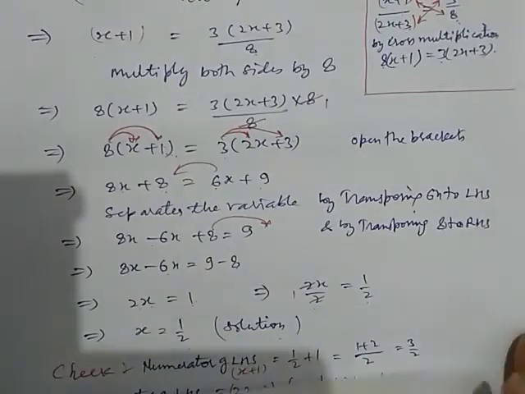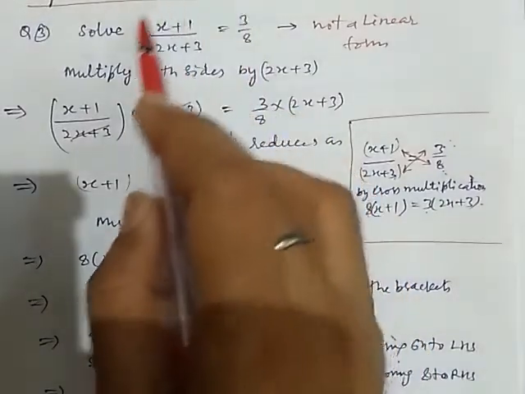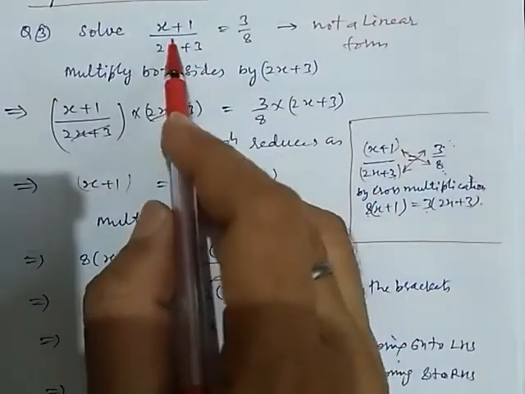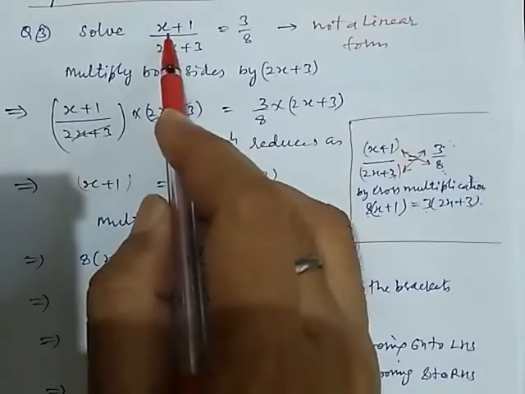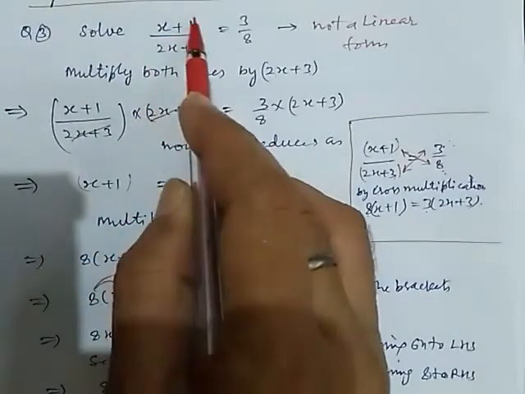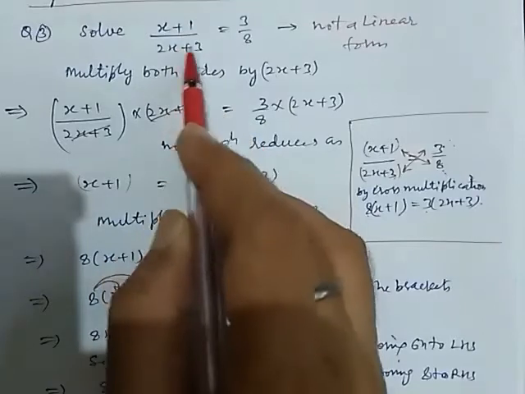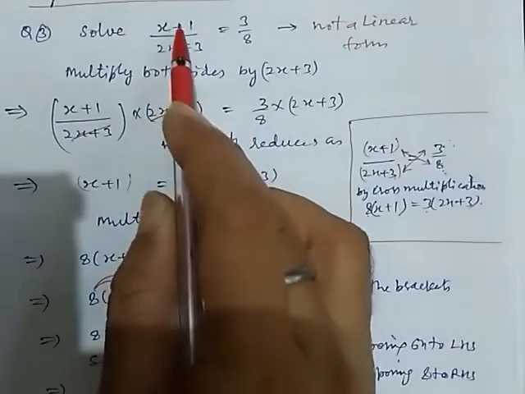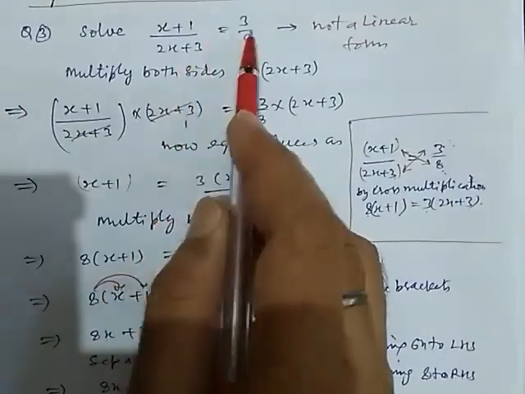Check. Now we check. Here the equation is somewhat complicated. So by checking this, what do we have to do? First we check the numerator of the left hand side, then we check the denominator of the left hand side, then we find the ratio and then compare it with this.